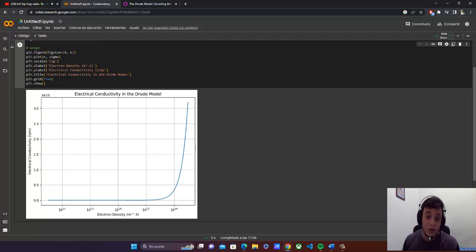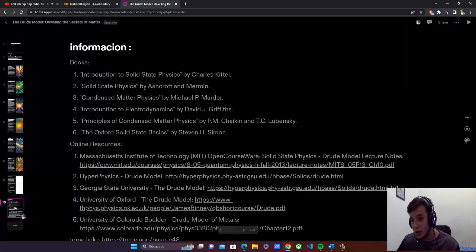The resulting graph shows that the electrical conductivity increases with electron density, following the linear relationship predicted by the Drude model. The logarithmic scale on the x-axis allows for better visualization of the wide range of electron density. I hope this exercise and this graph help you better understand the application of the Drude model in determining electrical conductivity in materials. And now we finish.